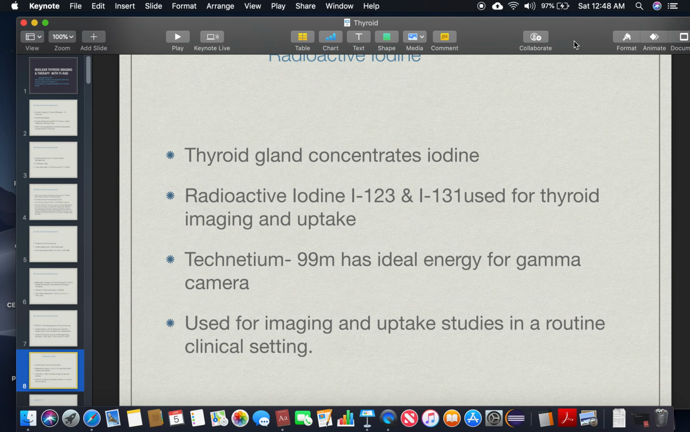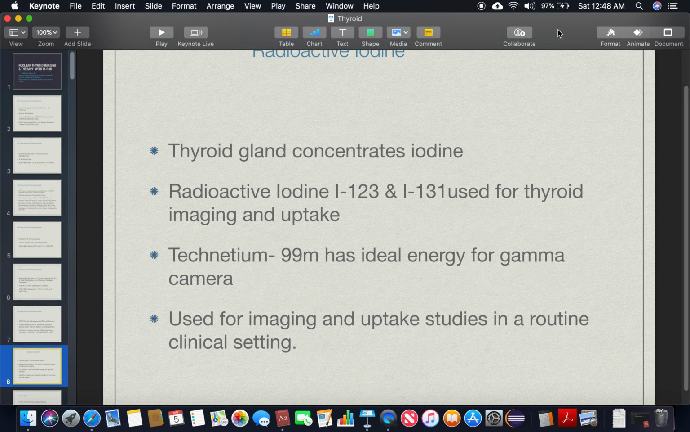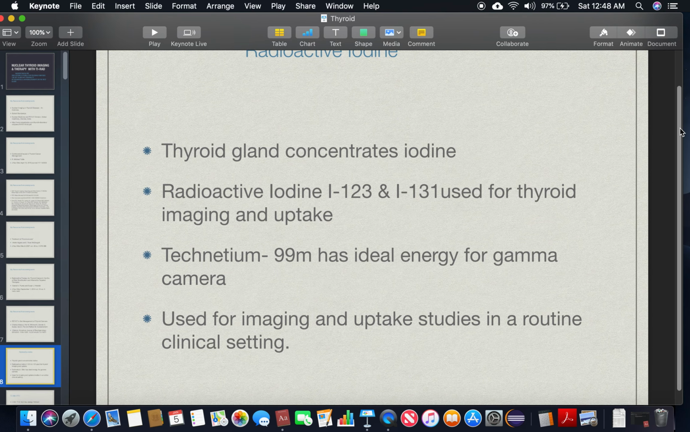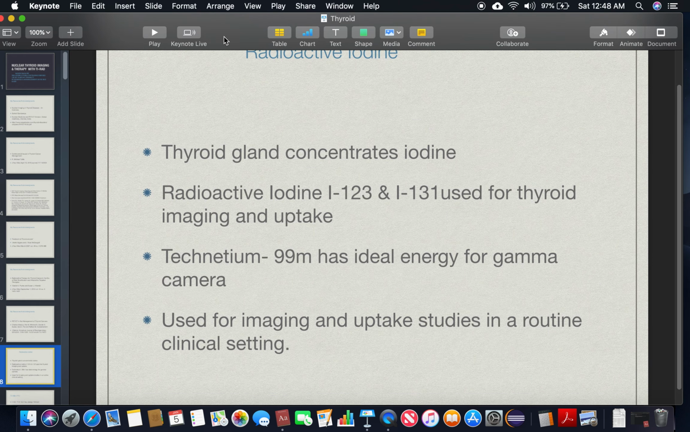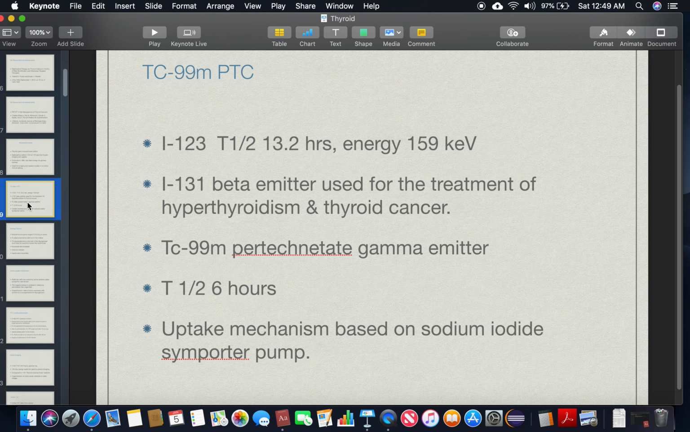So let me start by briefly giving you some details about the thyroid and how it entraps and uses iodine, and also how we use technetium. The thyroid gland concentrates iodine, and typically we have two isotopes that we use. Iodine 131 has gone out of favor because of its unfavorable imaging characteristics related to its energy. On the other hand, technetium 99m and iodine 123 are ideal for gamma camera imaging. So I will be focusing on these two agents.